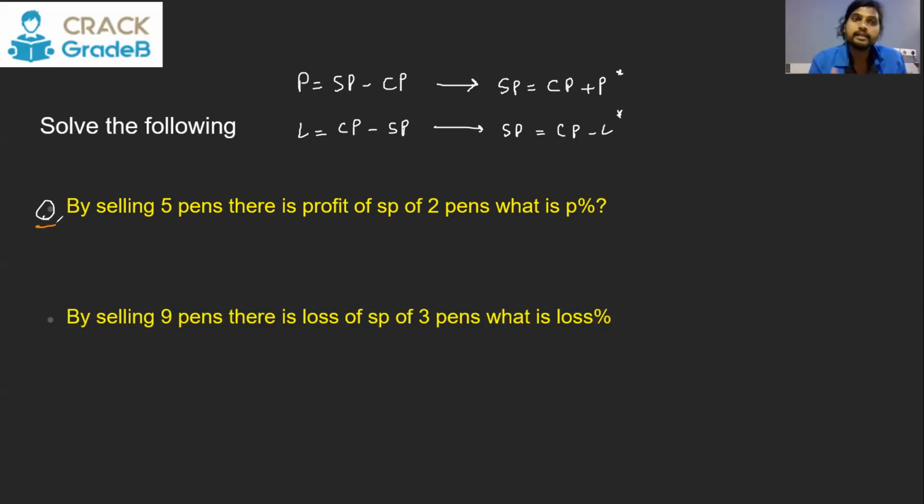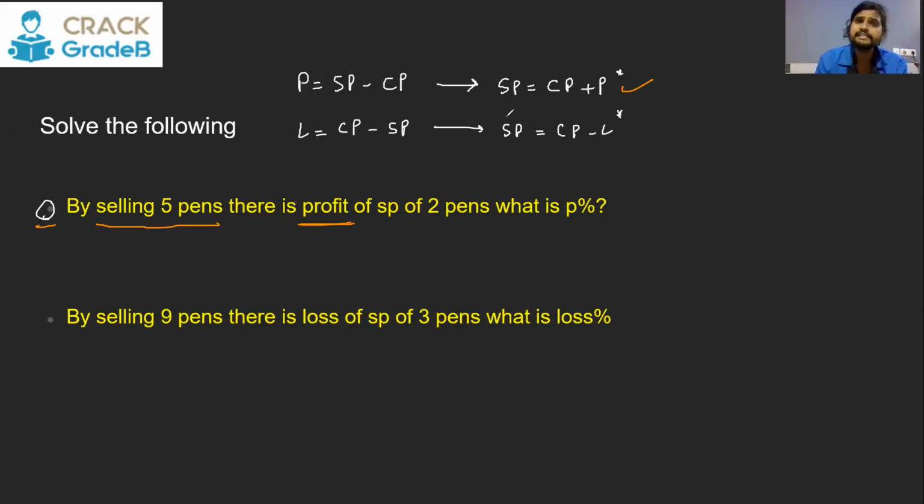So we use these types of equations to solve these questions. Now focus, friends, the language in this question is a little different. The previous question was selling price of 5 pens is equal to cost price of 4 pens. But here the language is by selling 5 pens, there is a profit of the selling price of 2 pens. So you are already told there is a profit. So you are going to use the first equation, which is the profit equation, and you don't have to think much.